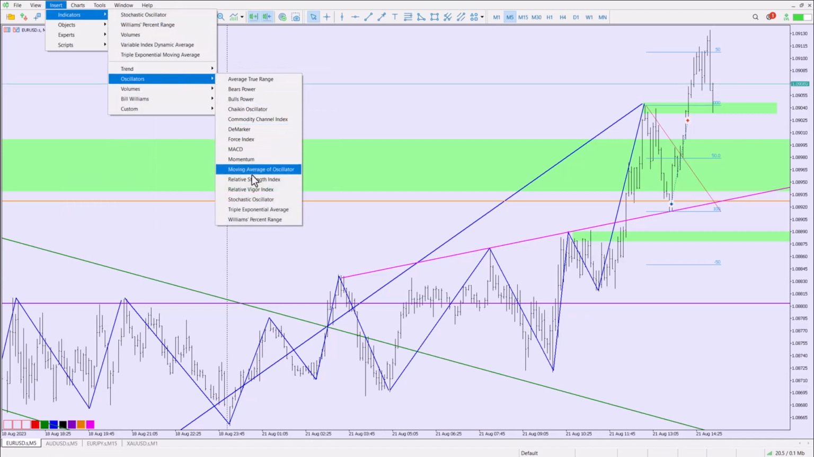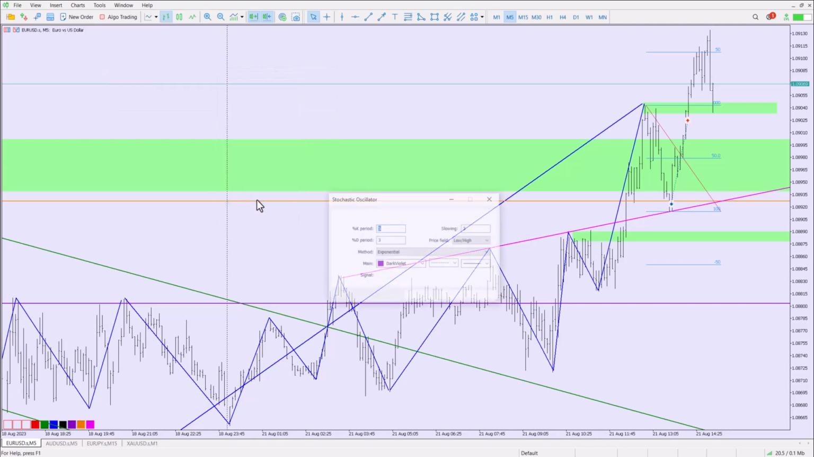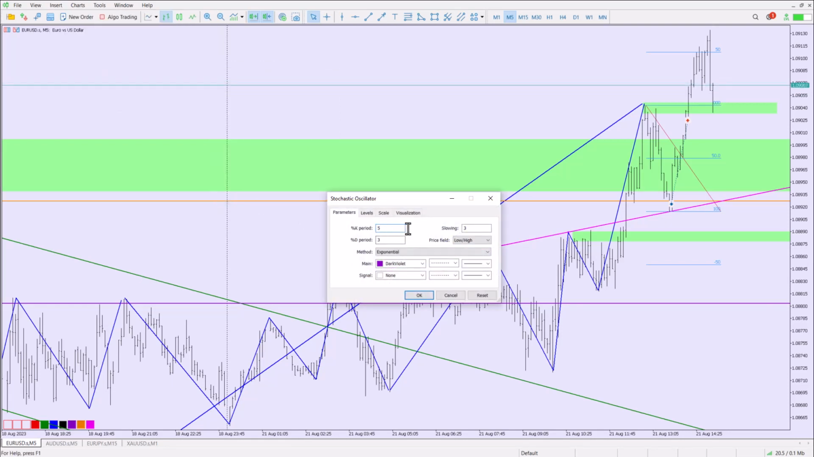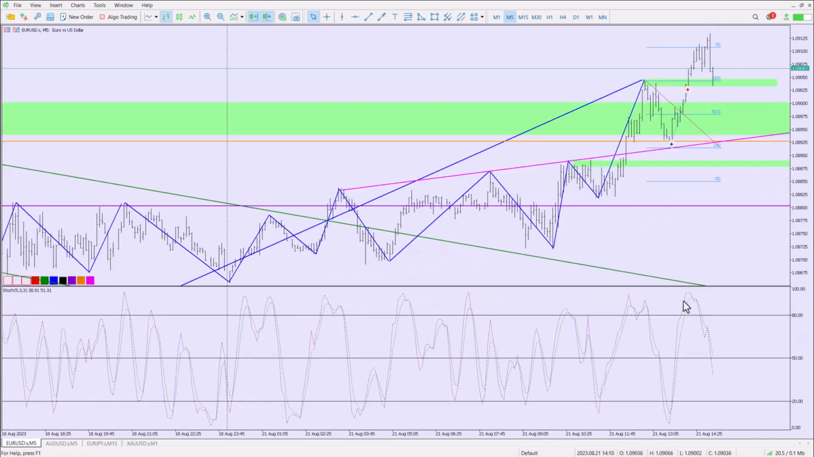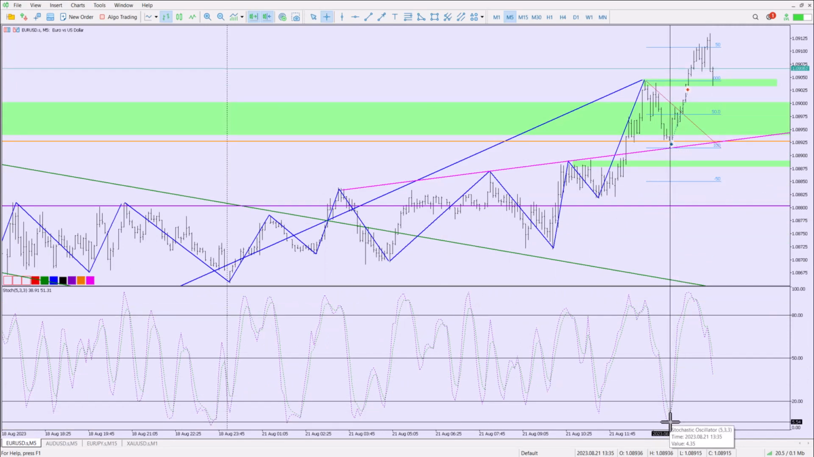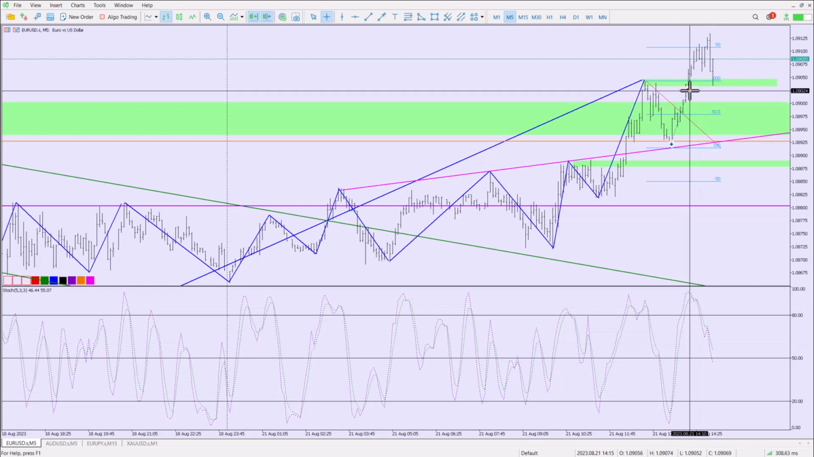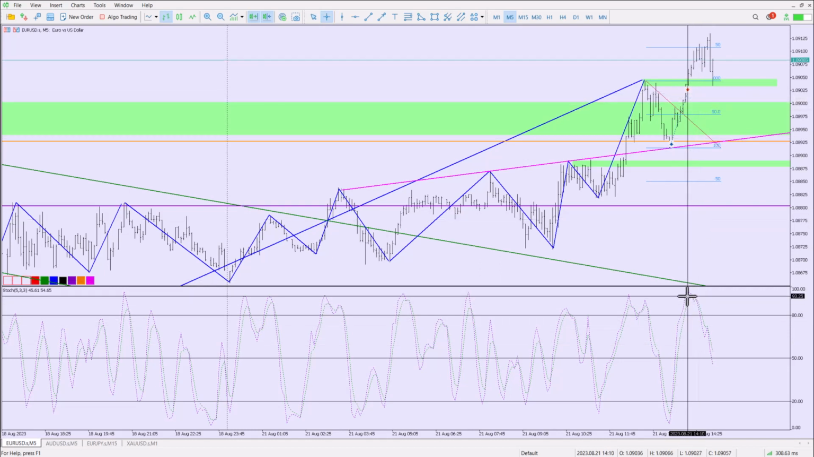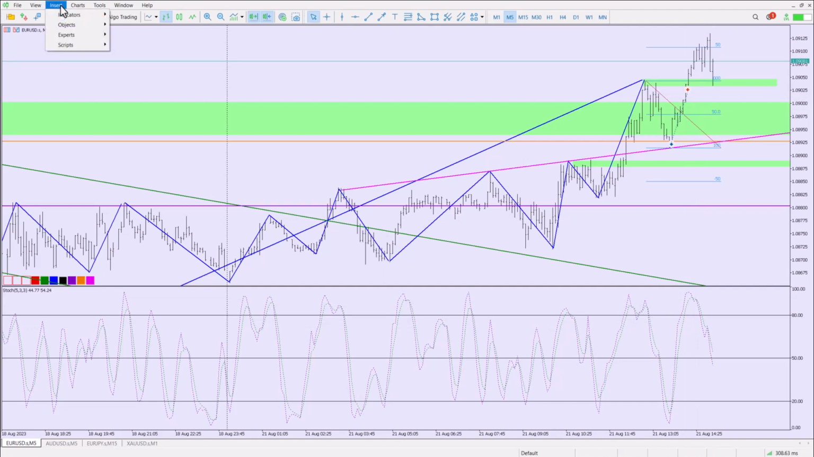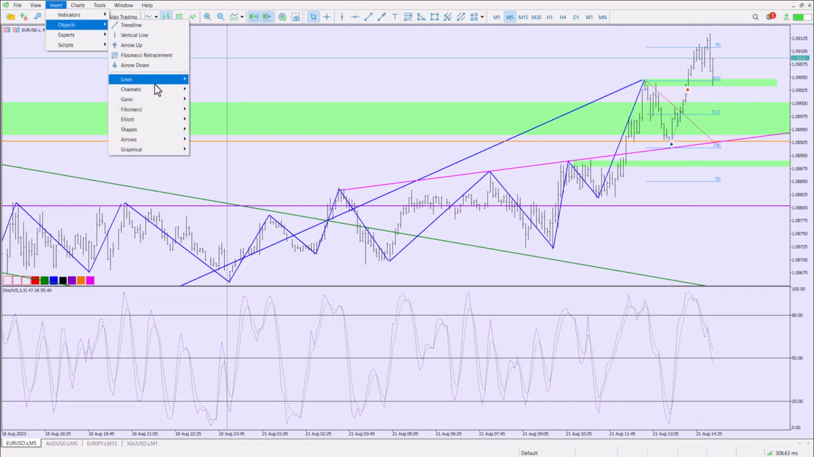So oscillators, stochastic. This is a default stochastic, 5-3-3, right? You see in this area, the stochastic is down here. We have a hidden divergence. We have a cross under 20, and when the price hit the target, the stochastic is at the top. See, everything works out. Now, let me put the MACD, for example.